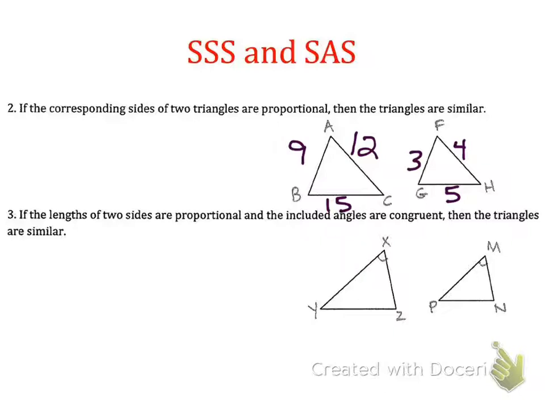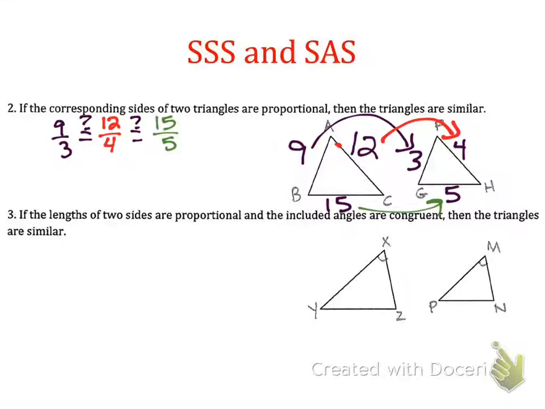So if this is my case, I'm going to pair up 9 to 3. Is that going to reduce to the same fraction as the next two sides? And then is that going to reduce to the same fraction as the next two sides, 15 to 5? So these two triangles are similar because every single one of these fractions will reduce to 3 to 1. That's where we're at. If we just have 3 sides compared to another 3 sides, and they all reduce to the same fraction, by side, side, side, we've got similar triangles.